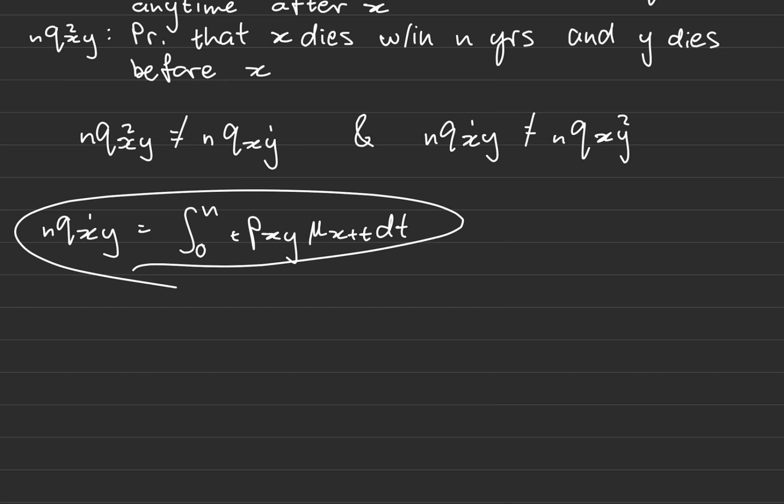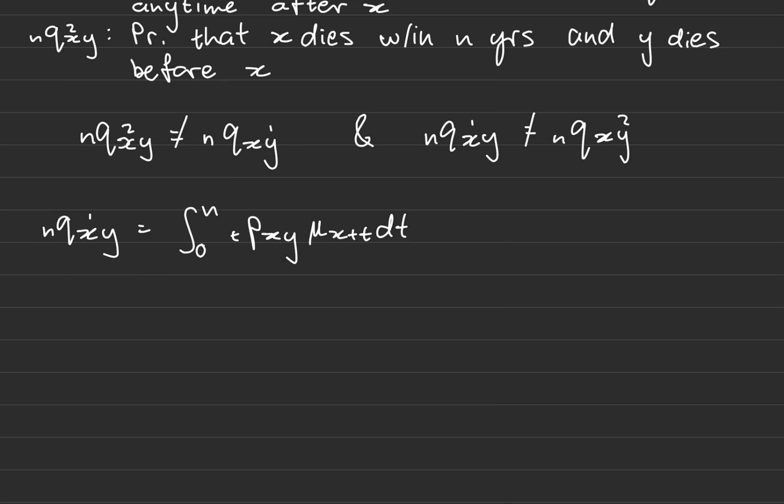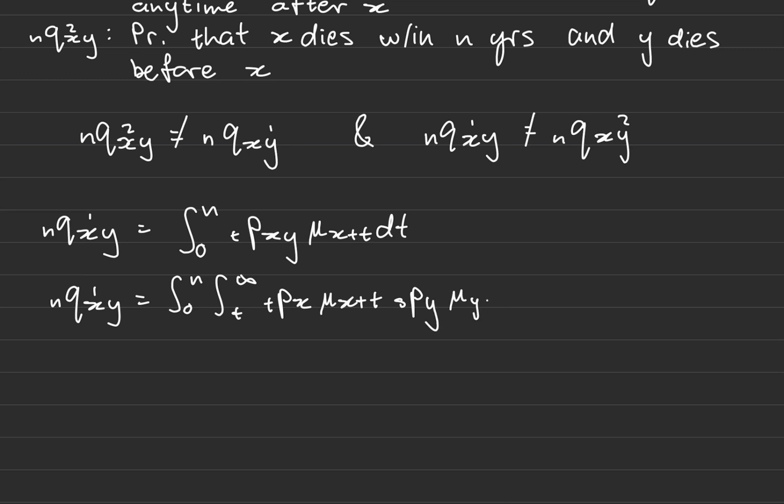So that's the final answer, and that's very intuitive to us. But how do we get here? nQxy equals, now I'm going to write out a double integral, and then I'm going to explain exactly how it works and why it's true. So the integral from 0 to n, and the integral from t to infinity, tPx mu x plus t, sPy mu y plus s, ds dt.